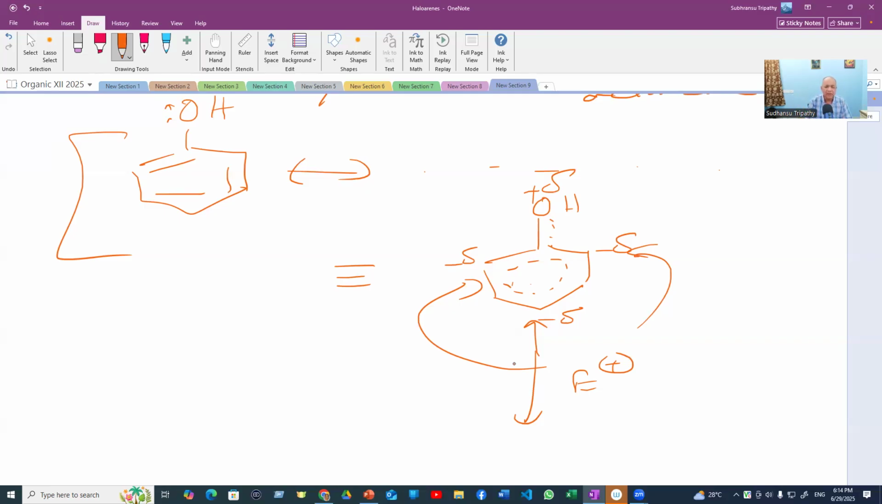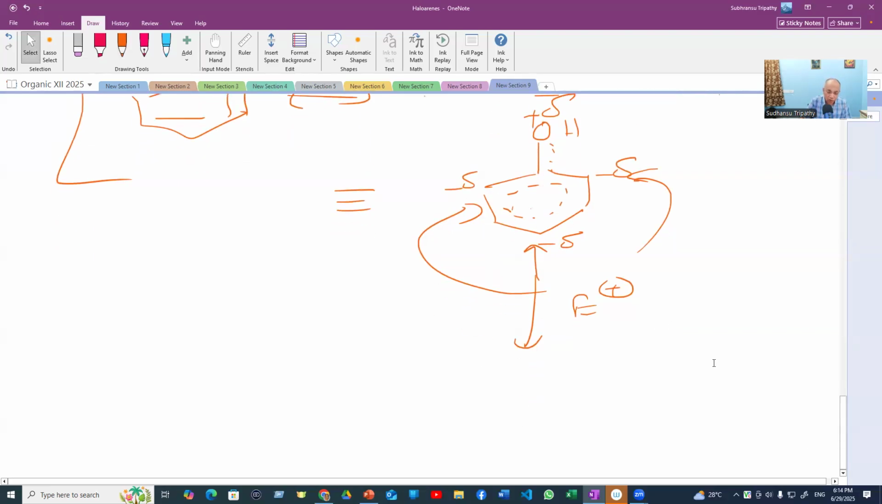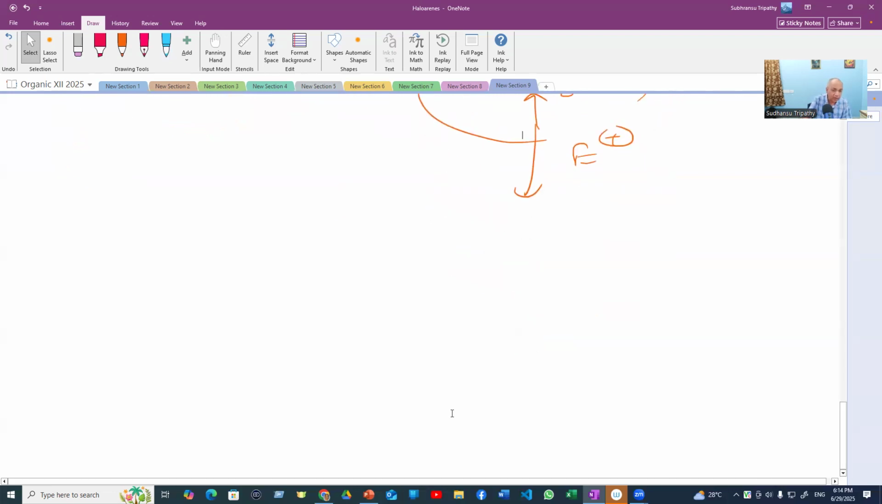But that doesn't happen when the groups are bulky. When the groups, host and incoming, are small, then there will be a definite preponderance, I mean excess, of ortho product over para product. But usually we get para product when the host group or the incoming electrophile is bulky. Steric crowding will not allow the electrophile to attack at the ortho position more abundantly or more frequently.